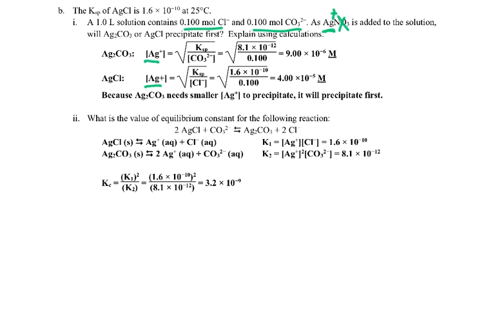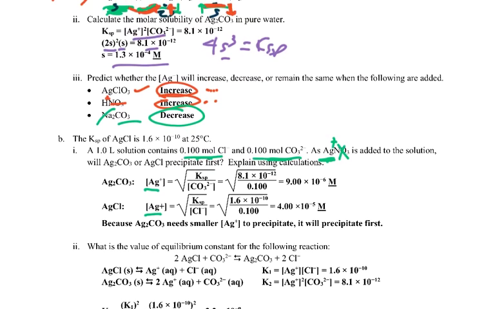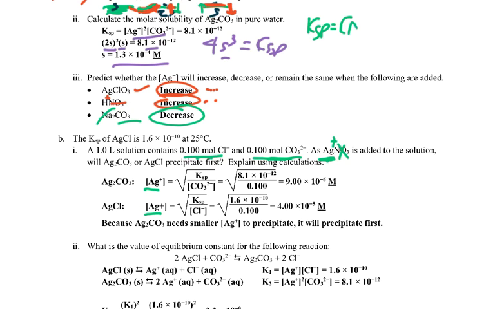We're going to calculate the silver because we know the value of the carbonate, we know the value of the chloride. Okay, so I'm going to go back here. So silver ion concentration squared times carbonate equals 8.1 times 10 to the negative 12.